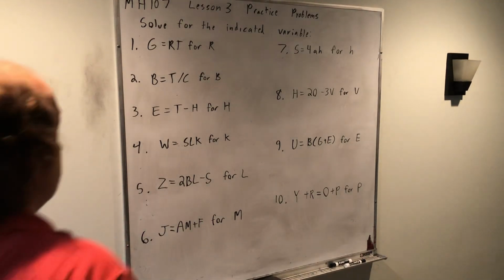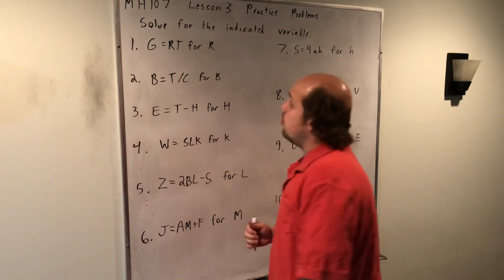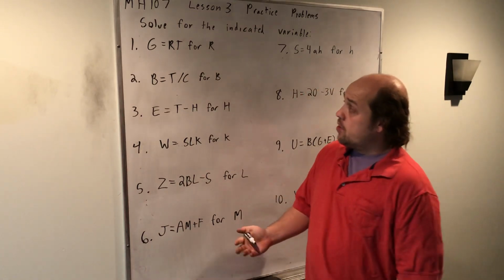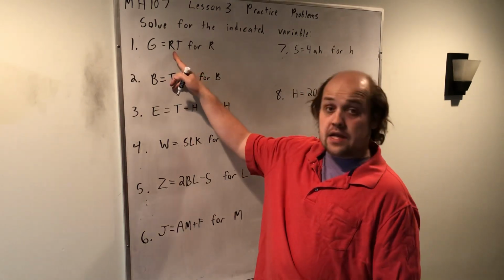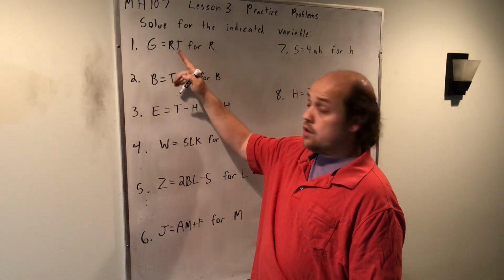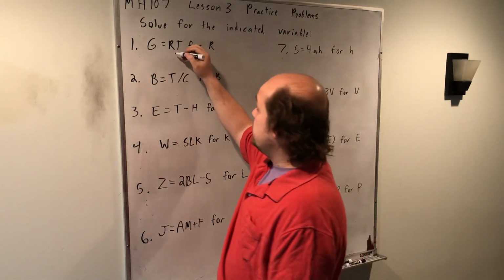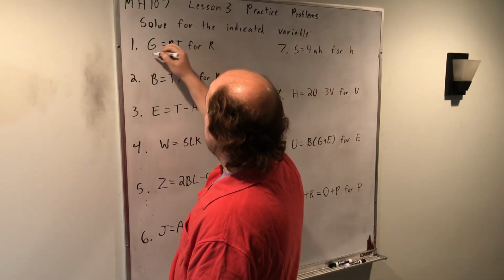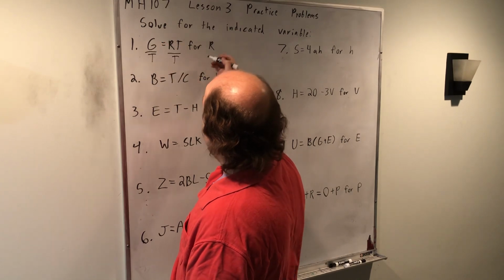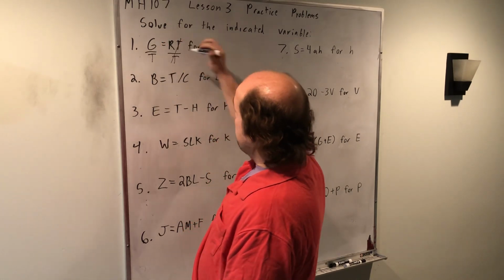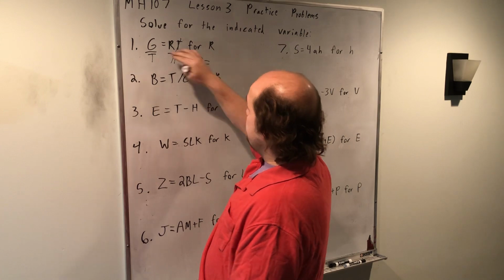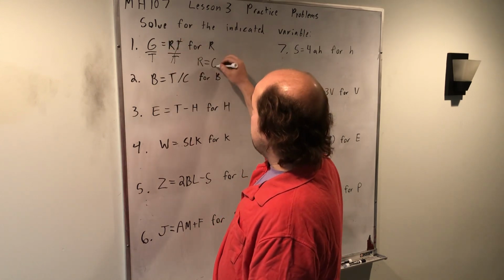First problem asks us to solve g equals RT for r. When we look at where r is in the problem, it's on this side being multiplied by t. To undo that multiplication, we're going to divide each side by t. Divide by t here, divide by t here. That'll get rid of the t's and just leave me with r as being equal to g divided by t.